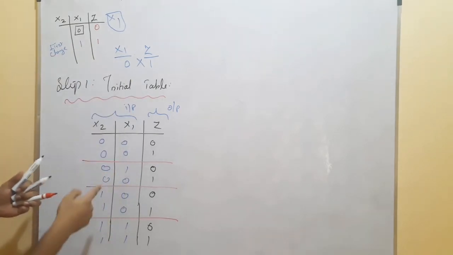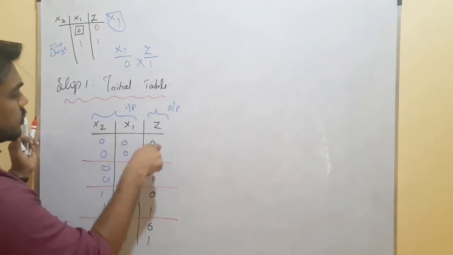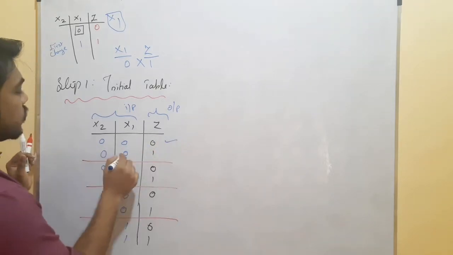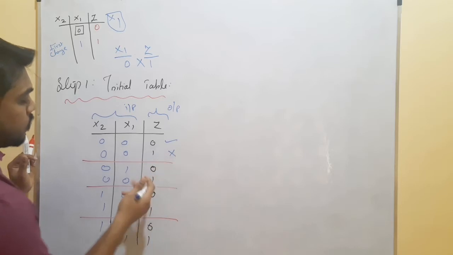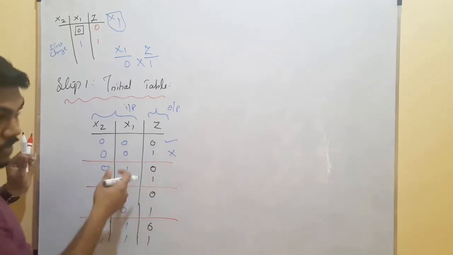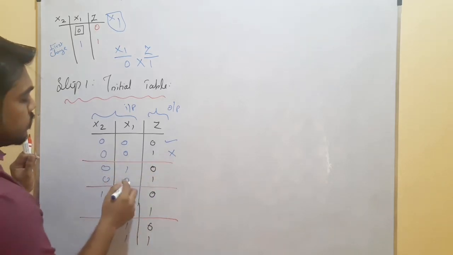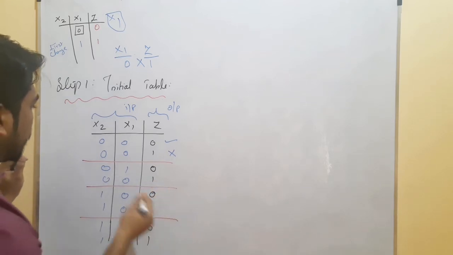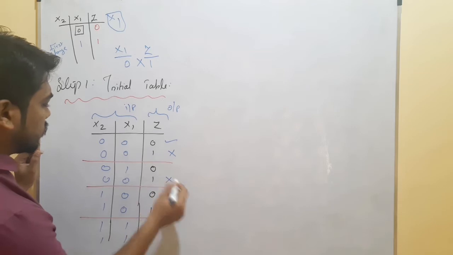So here you check. When x1 is 0, this is 0, so no issue. Here x1 is 0, here it is 1. No, it's not possible. First we can see only for x1 with 0. It's 1, so this is also not possible.